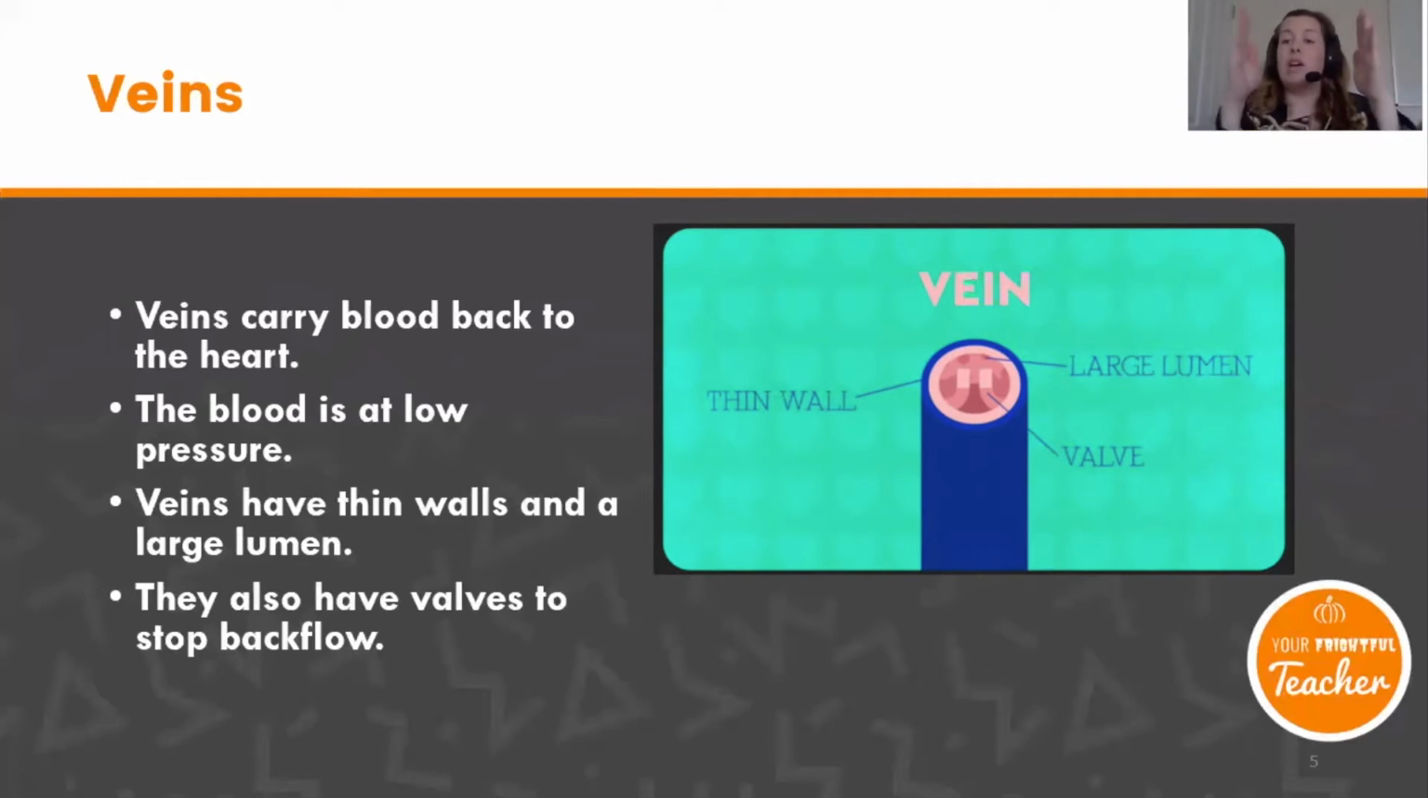So these valves, if blood tries to flow the wrong way, the valves automatically shut and it stops any blood going back through. As soon as blood starts flowing in the right direction again, the valves open and the blood will start to flow through. So that's the main structural differences between arteries and veins. Veins have thin walls and they have a large lumen, so that's completely the opposite to an artery. And they also have valves to stop backflow. That's blood flowing backwards in the wrong direction.